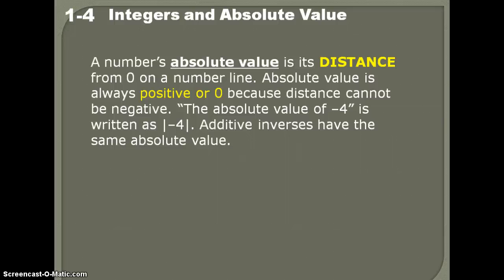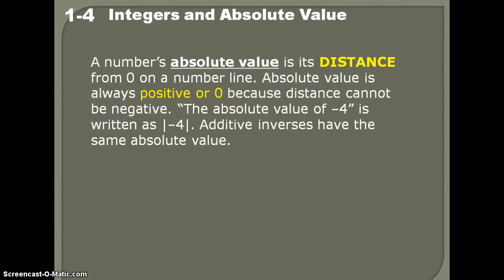Let's get to absolute value. A number's absolute value is its distance from 0 on a number line. Absolute value is always positive or 0 because distance cannot be negative. The absolute value of -4 is written as two vertical bars with -4 inside of it, as seen right here. Additive inverses have the same absolute value.